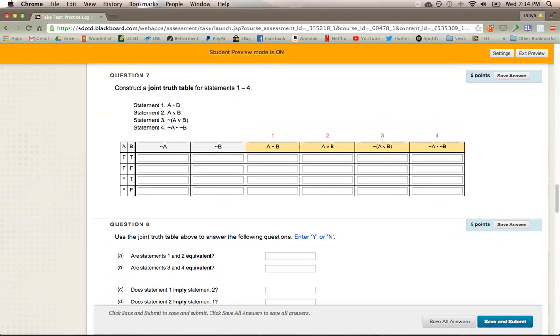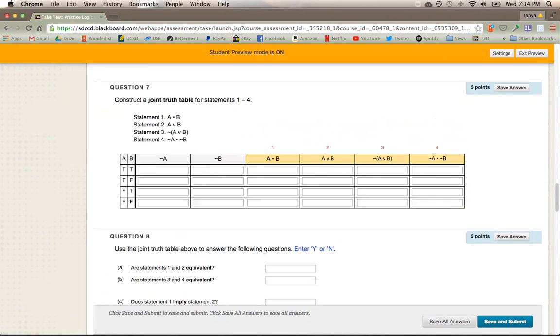Okay, so let's start by filling in this table. For this sort of two-parter question, it's extra important to get the table right. So definitely do this one carefully and double check your work, because if the table's incorrect, you're not going to get question eight correct.